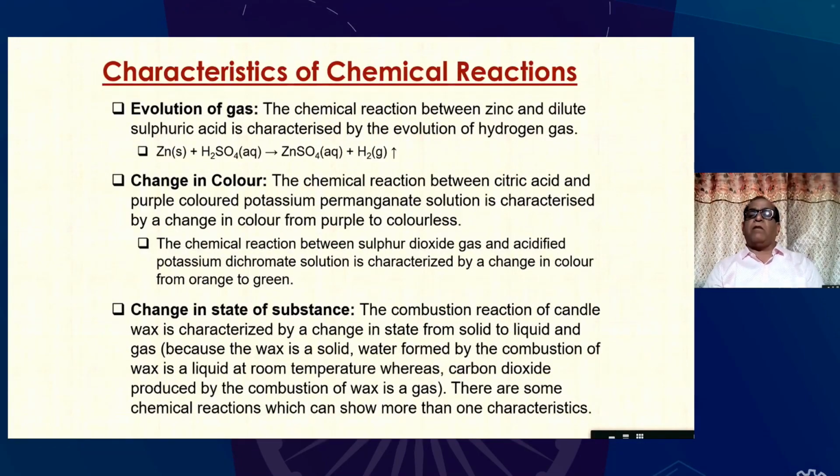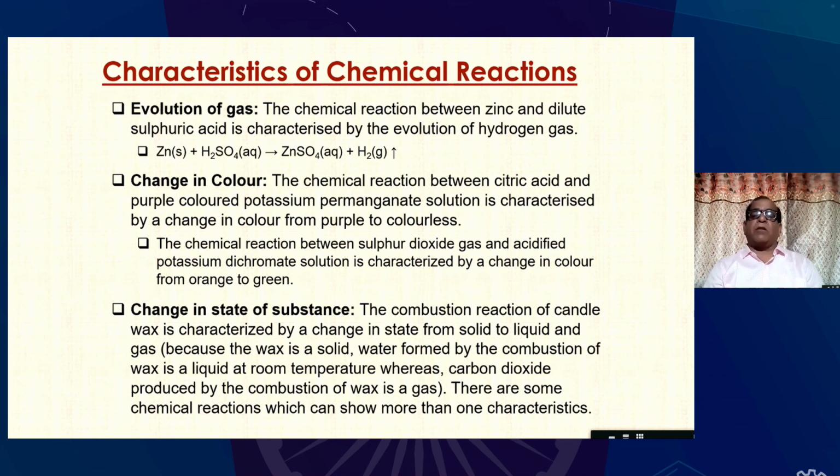Now, characteristics of chemical reactions. The first characteristic of a chemical reaction is evolution of gas. The chemical reaction between zinc and dilute sulfuric acid is characterized by the evolution of hydrogen gas. That is, when zinc reacts with sulfuric acid, it forms zinc sulfate and hydrogen gas is evolved.